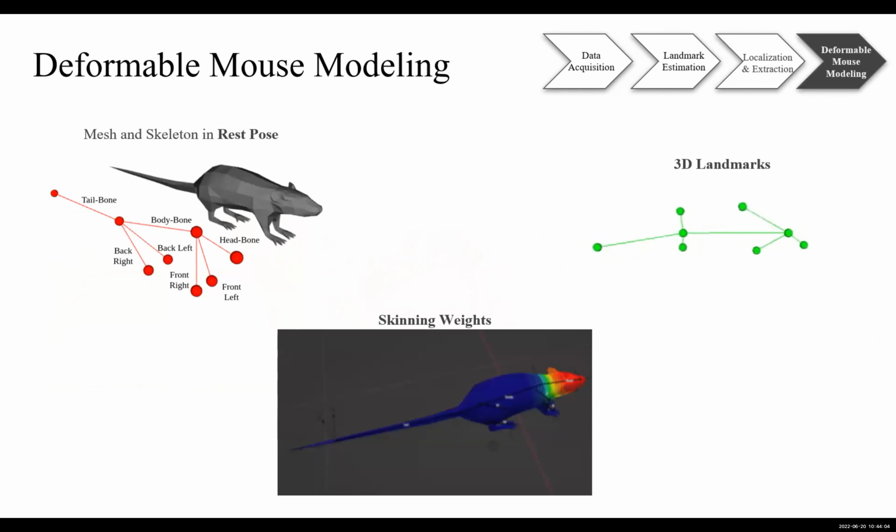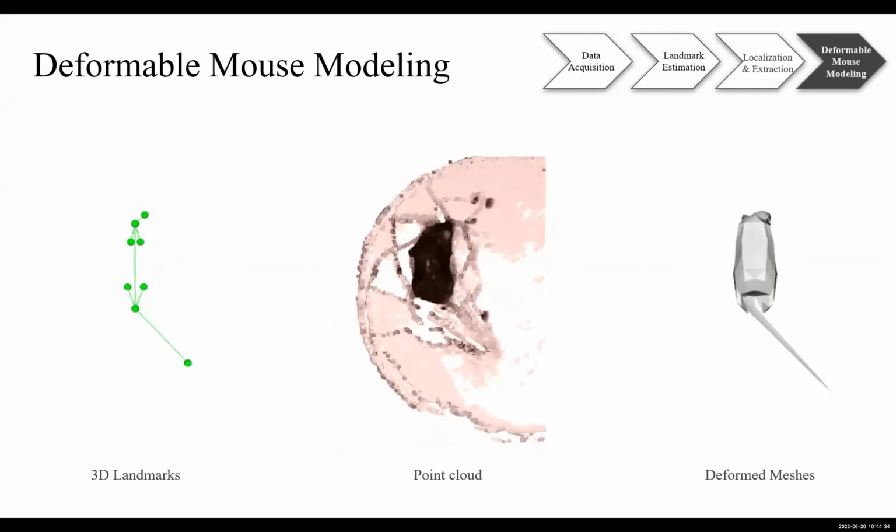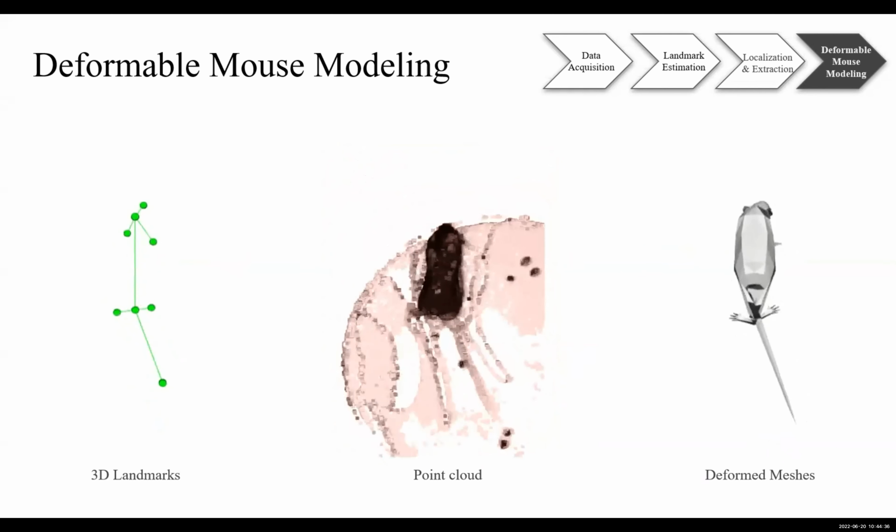The final thing that we've included in our data set is a deformable mouse mesh. We have a mesh model of 425 vertices, and we rig a skeleton to the mouse in Blender, and we extract its rest pose and its skinning weights. Now that we have these two, and we also have the 3D landmarks from the previous steps, we can deform the mouse according to the estimated 3D landmarks.